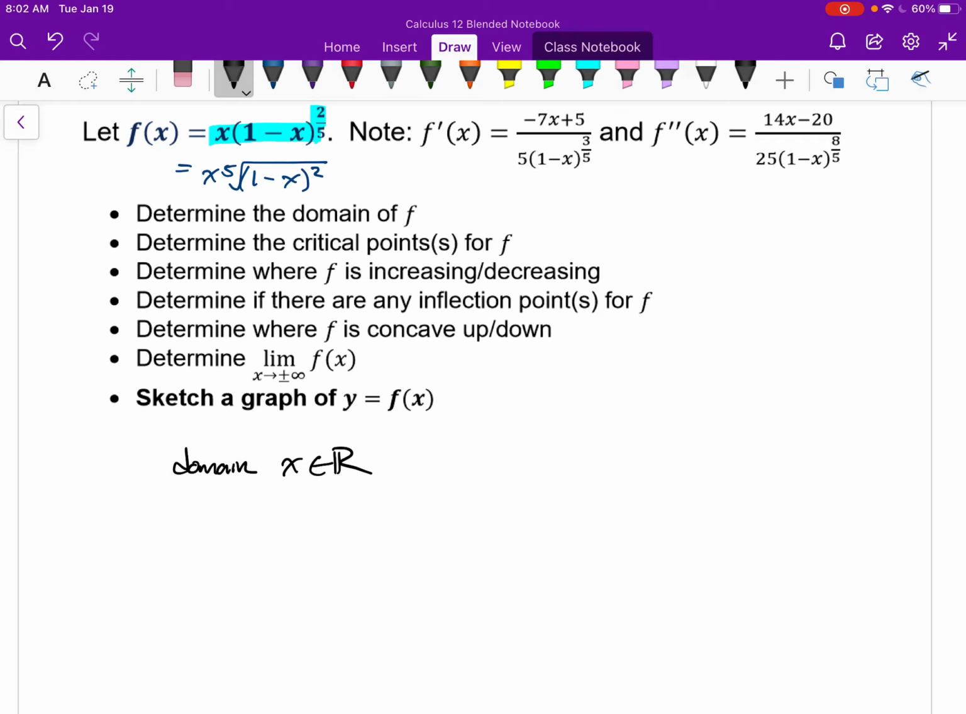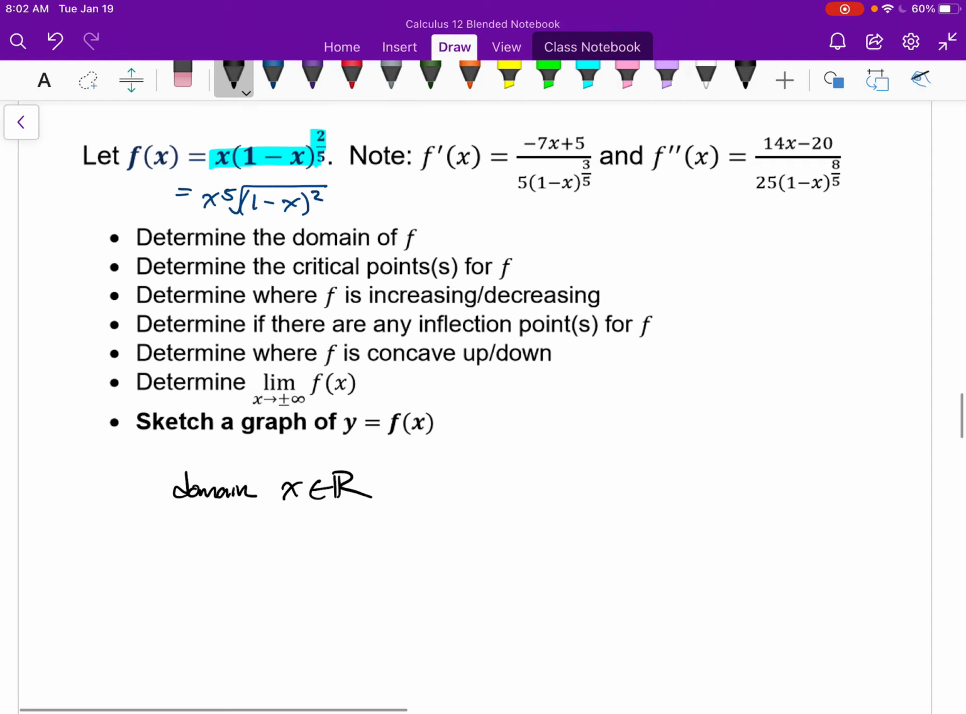Next, I want to find the critical points. So if I want to find the critical points, I want to find where my first derivative equals 0 or does not exist.